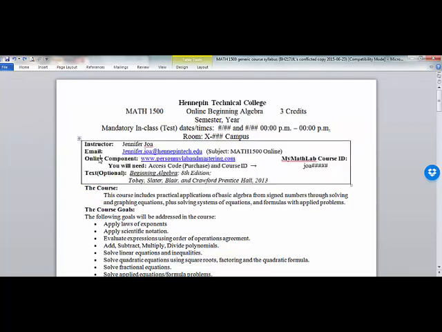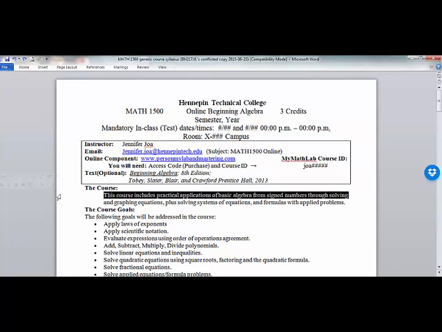For this online course, you do not need to purchase a book. It is optional. However, you will need to purchase an access code for the online component, which is through Pearson, MyMathLab, and Mastering.com. You'll need to purchase that access code, and that can be purchased at the bookstore or directly online, and I will explain that in more detail later.